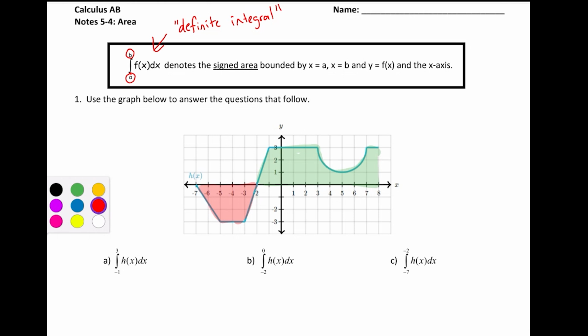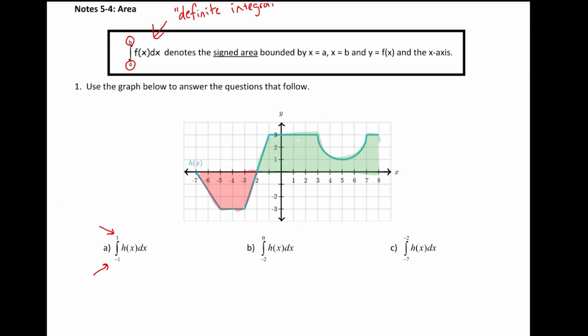So what this notation basically means is that we are going to find the area in between these two boundaries. These two are going to be x values that are going to be partitions for our area. So the number on the bottom is going to be our lower bound, and the number on top will be our upper bound.